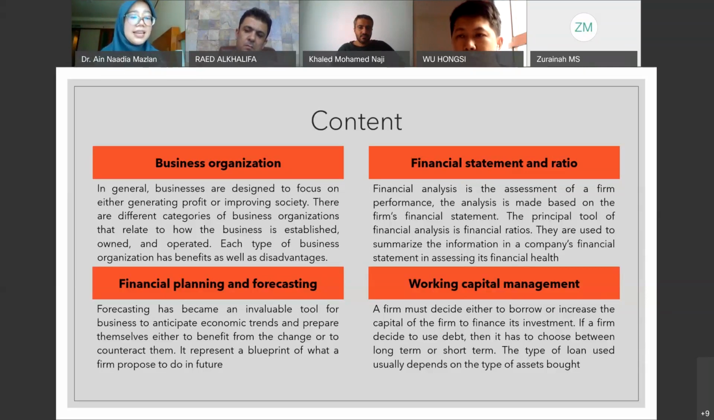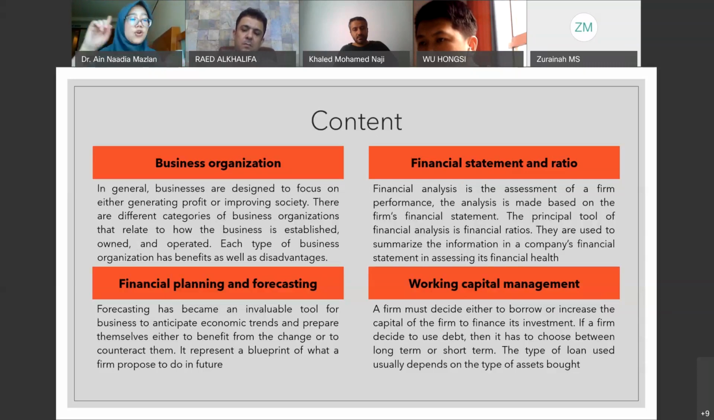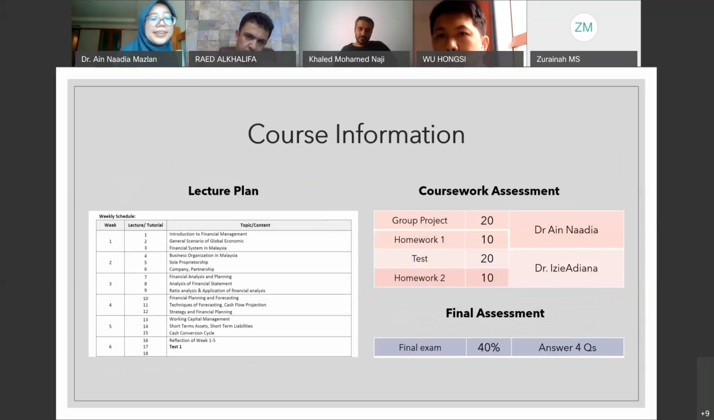And finally, in our classes, we're going to learn about working capital management. So we'll learn budgeting in financial planning, forecasting, and management in working capital management. Whether you're going to decide to borrow to increase the capital of the firm to finance your investment, whether you're going to use debt, or you're going to let go of your inventories and everything, we're going to put it inside working capital management.